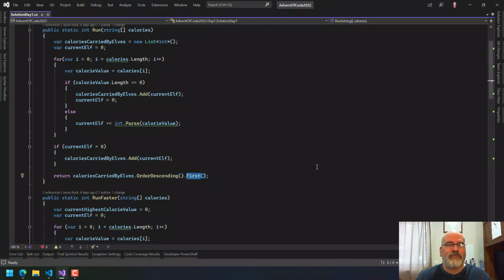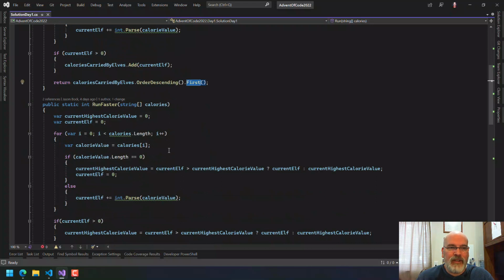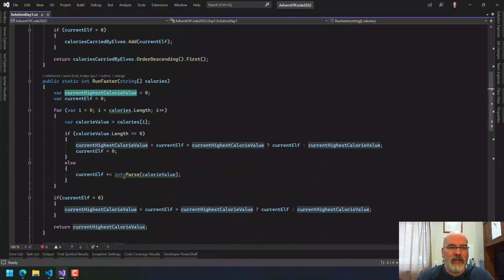This worked, but this is also a reminder that you really want to read the problems carefully so that you are only keeping track of the information that you need and that you don't try to keep too much around. In this case, I didn't need to keep all the elves around. I could have just, as I did here, keep the highest calorie value and keep changing that as I find a new summation of an elf's calories.